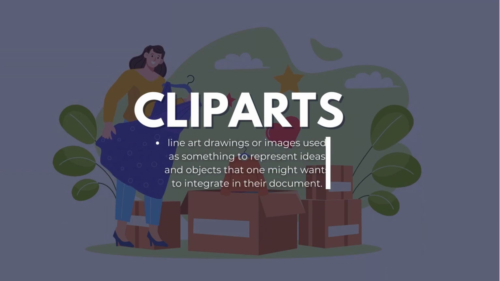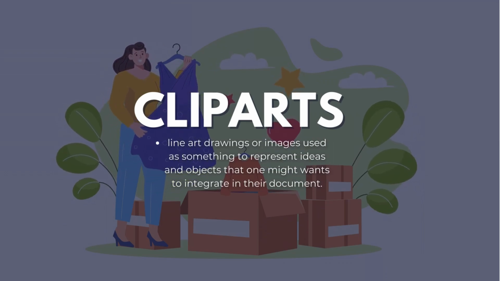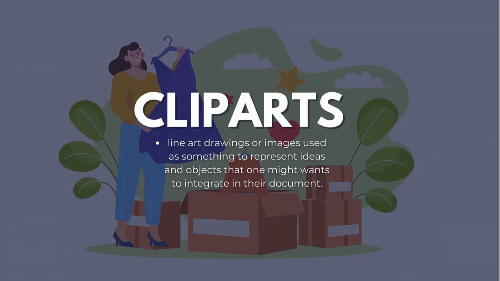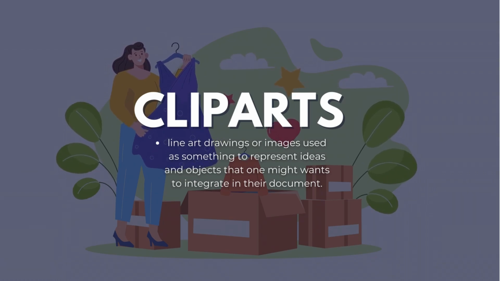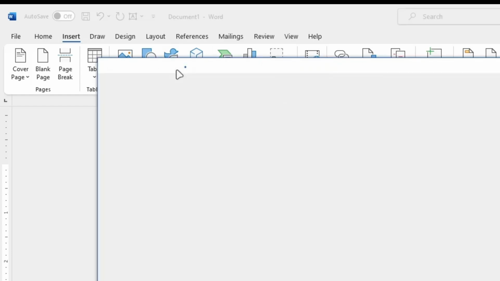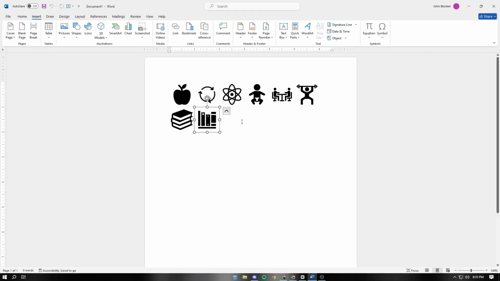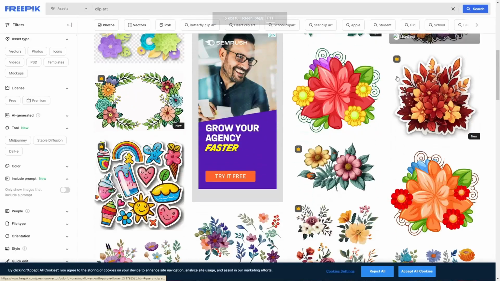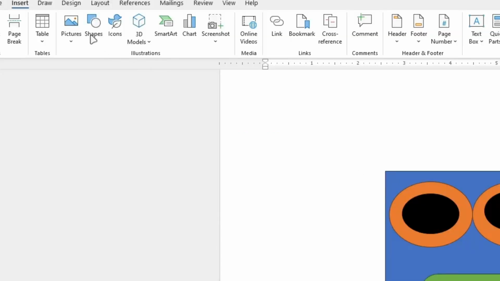Next up, we have clip arts, which are line art drawings or images used to represent ideas and objects that one might want to integrate in their document. Microsoft Word has a library of clip arts that can be bought, though generally I'd rather download from third-party providers. I mean, do I really have to elaborate on this one? Shapes, they are, well, these things.